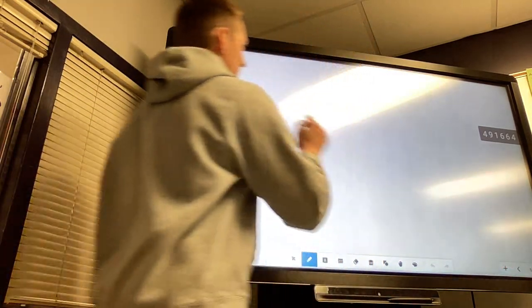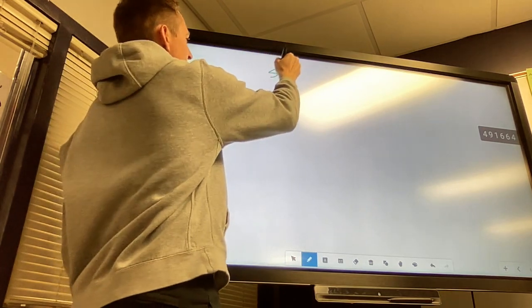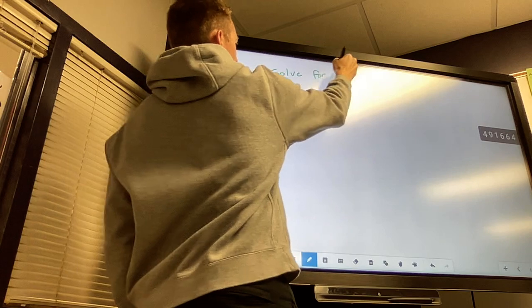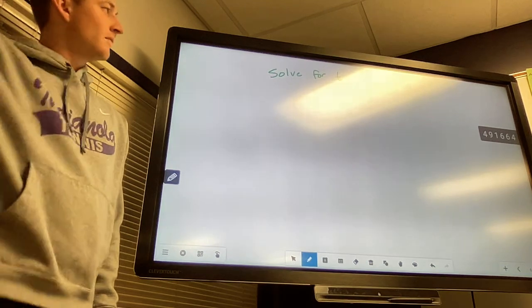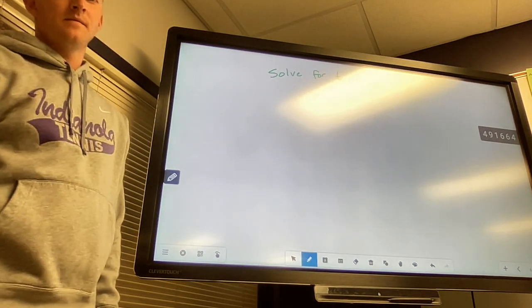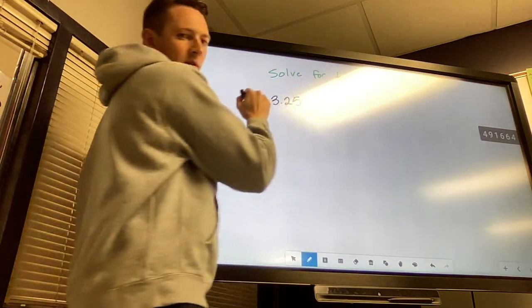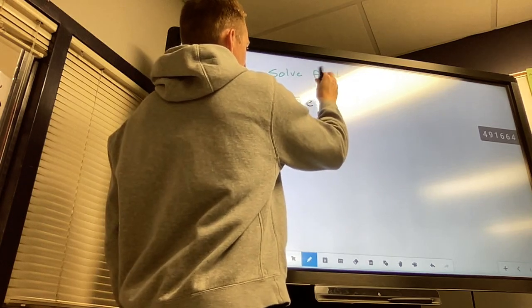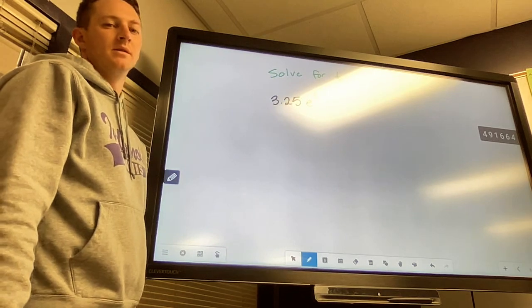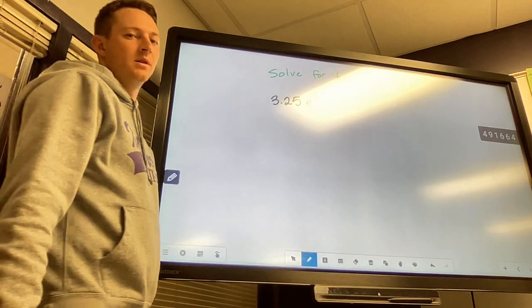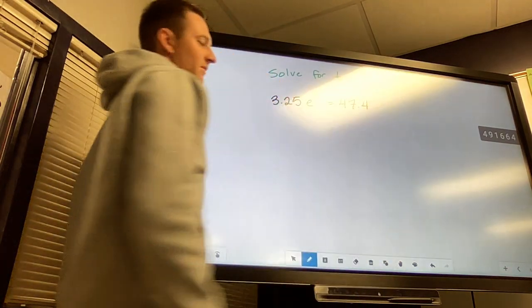Okay, two more examples. These are more real life, dealing with time. So we're going to solve for t here, and t just means time. Solve for t. So let's say we have 3.25 e to the power of t. And remember, e is like a button on your calculator. It's a number, 2 point something. Equals 47.4.